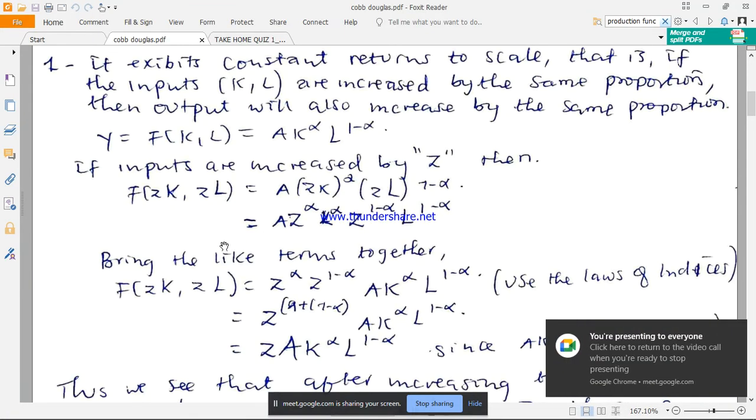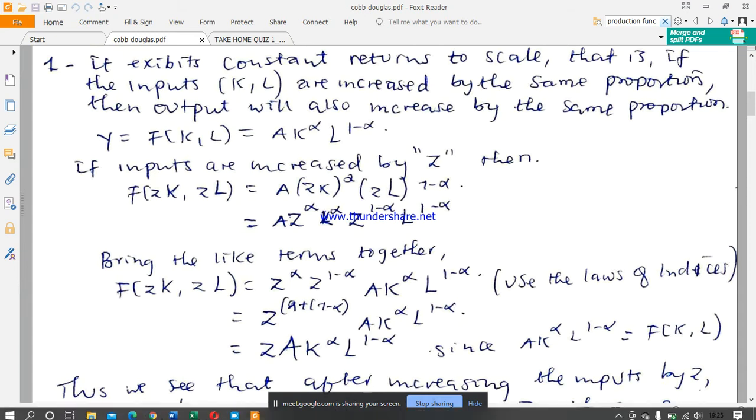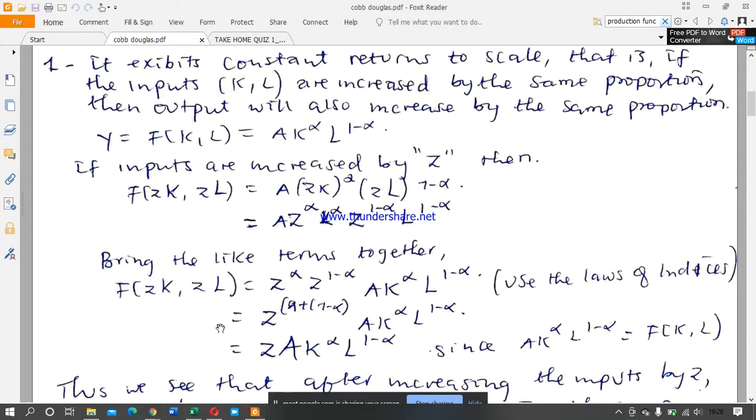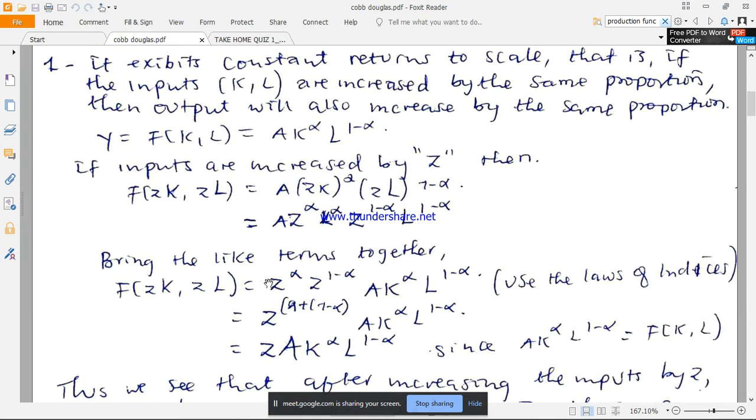So now if we bring the like terms together, we're going to say Z raised to the power alpha times Z raised to the power 1 less alpha. We've got a Z here and a Z here, which means they have the like term, which is the Z itself. So we are going to group those together. Then you have this thing again.